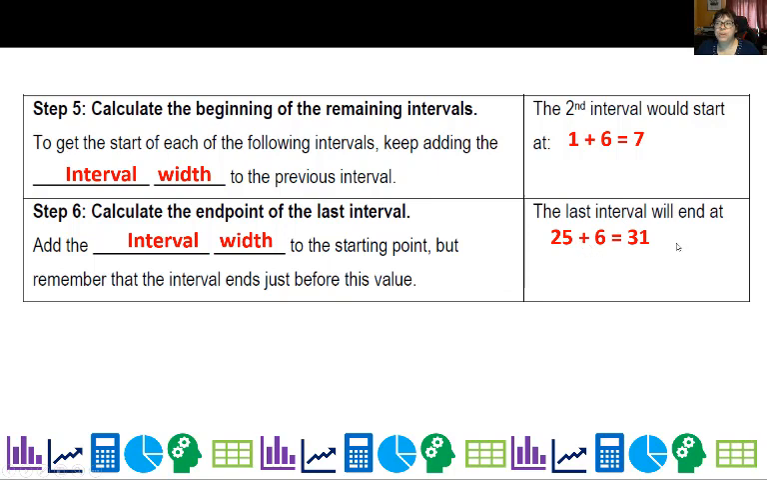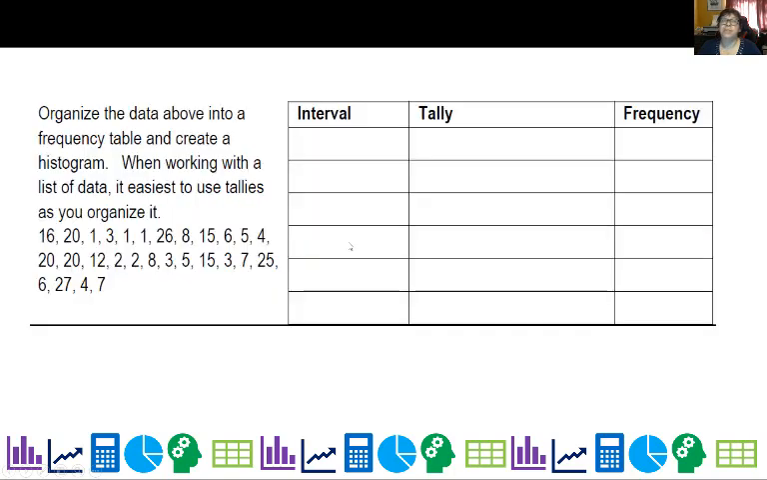So if 31 would be the start of the bar after our graph, we could say just before 31. But since we're using integers, we're going to use 30, because we're not going to have 30.5 pairs of shoes. Well, I guess you could have 30.5. So here's our data, and here are our intervals.